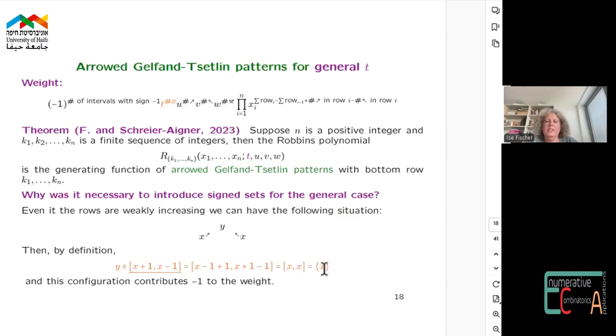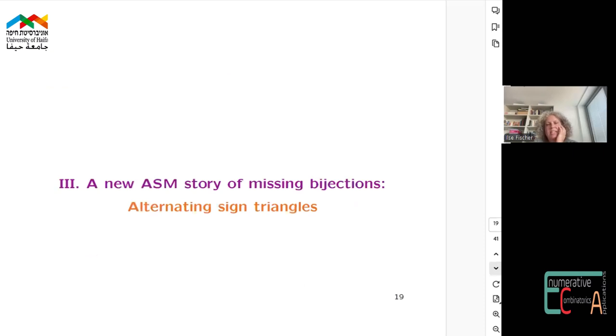So that's the one thing that can happen in the case t is equal, in a general case when t is not equal to 0, and that's why you need to have signed intervals. So that's why I had to do that. Okay, so what I've done now is I've defined these symmetric polynomials, and I have shown you a combinatorial model, and especially the first case when t is 0 will be important later on. But before I tell you that, I will move back again to alternating sign matrix objects.